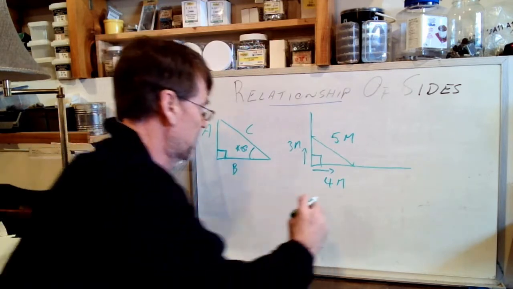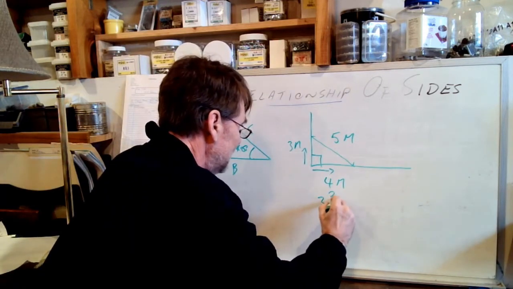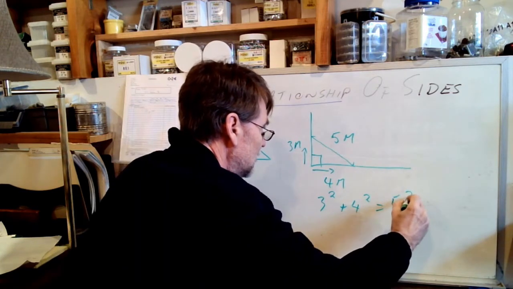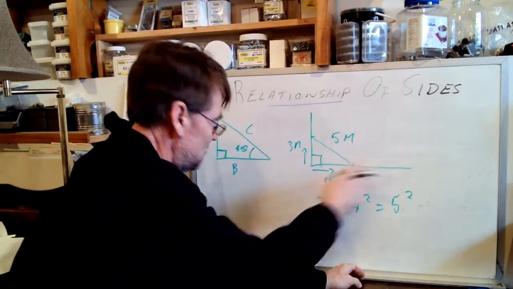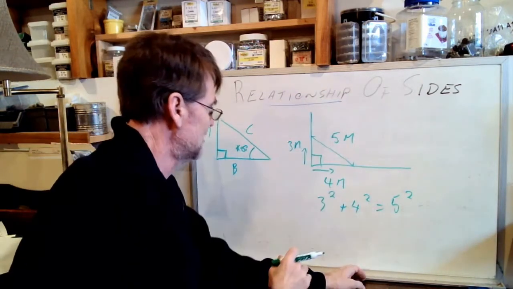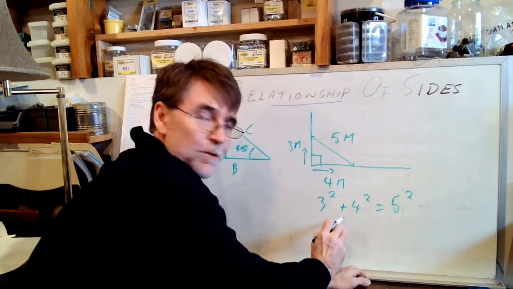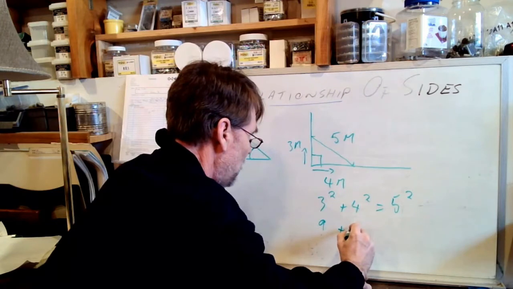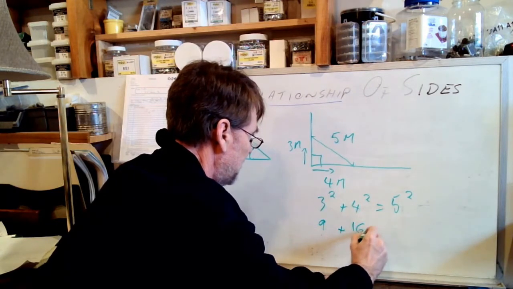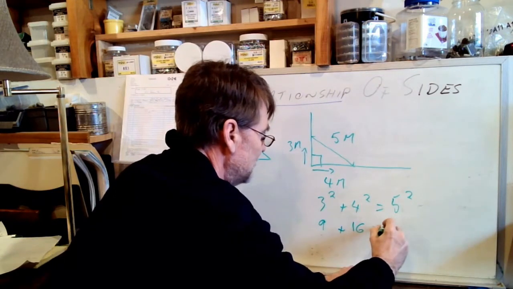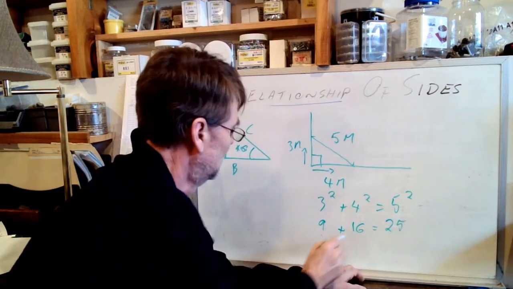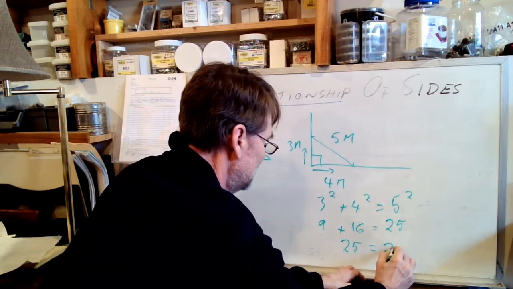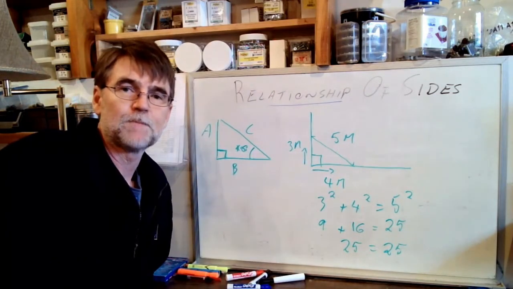3, 4, 5. Okay, well, let's do the math. That means that 3 squared plus 4 squared must equal 5 squared. Okay, that's the Pythagorean Theorem. That must be what this means. Well, let's try it. 3 squared, so 3 times 3 equals 9, plus 4 squared, 4 times 4 equals 16, equals 5 squared. 5 times 5, 25. 16 plus 9 is 25, equals 25. Looks good to me. Okay?